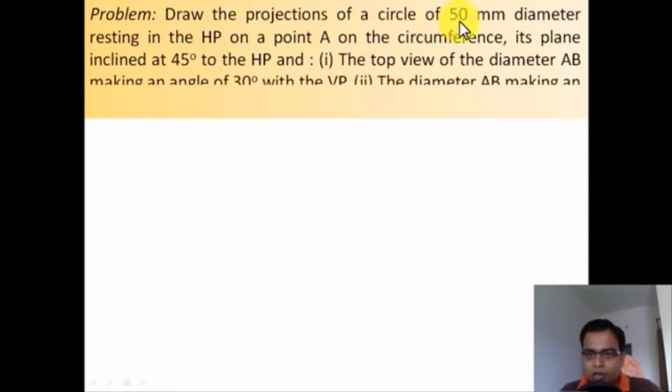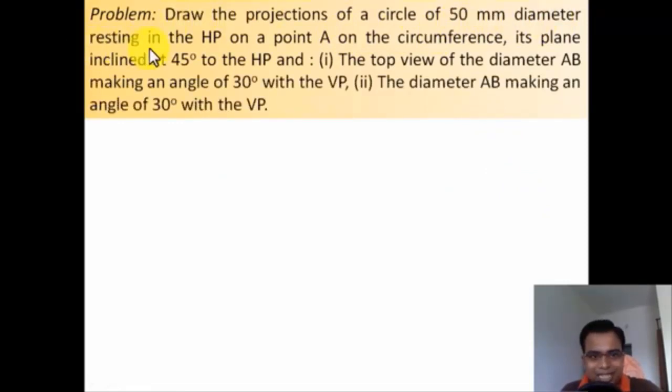Draw the projections of a circle of 50 mm diameter resting in the HP on a point A on the circumference. Its plane inclined at 45 degrees to the HP. Okay, so the surface inclination has been given as 45 degrees with the horizontal plane. Alright, now then there are two cases, hence there are going to be two different drawings. In case 1, the projection has to be made taking this into consideration. Let me read this out.